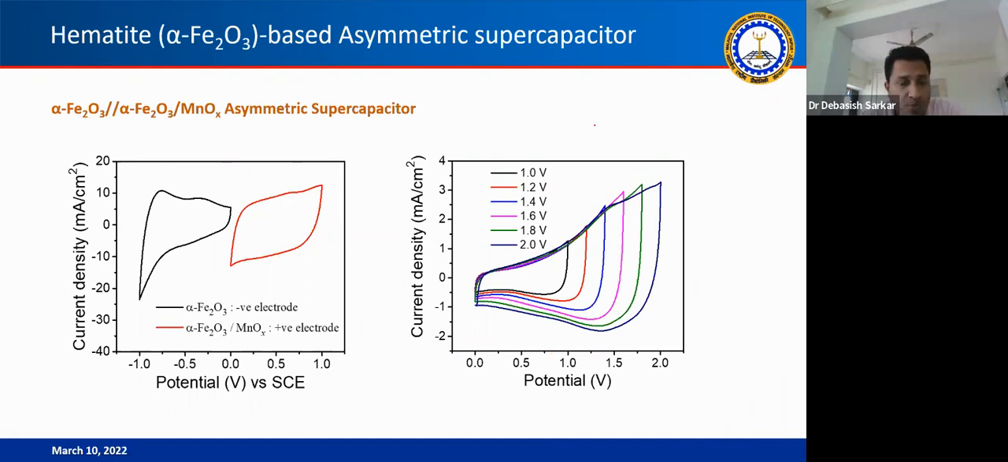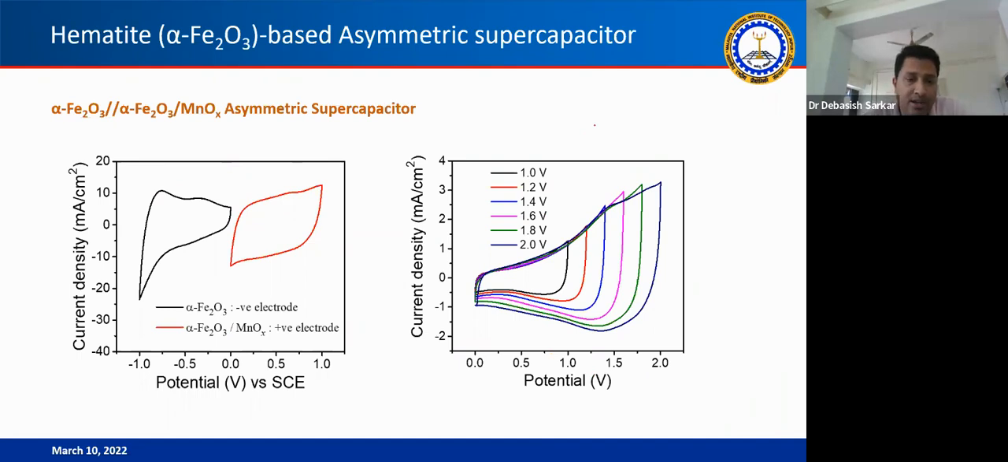The iron oxide was active from 0 to -1, and manganese dioxide was active from 0 to +1. So we can extend the potential window of the asymmetric cell up to 0 to 2 volt. Okay, and you can even think of going further. You can have 0 to 2.1, 2.2 even.